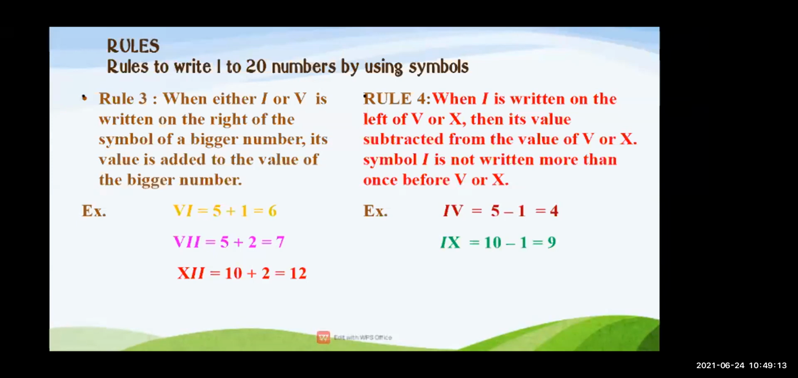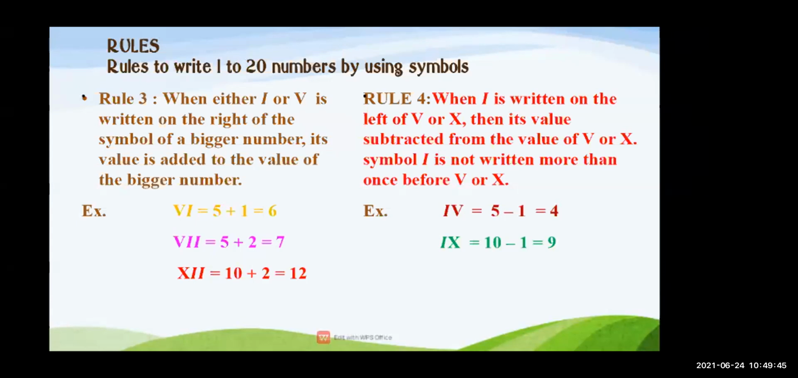Now, in the first rule, what did we learn? In the first rule, what we have learned is that the symbol I or X, whenever it is written, should be written consecutively 2 or 3 times, and that sum will be their total. In the second rule, what did we read? We will write X and I only 3 times, maximum 3 times. V will be only 1 time, we will not repeat V.